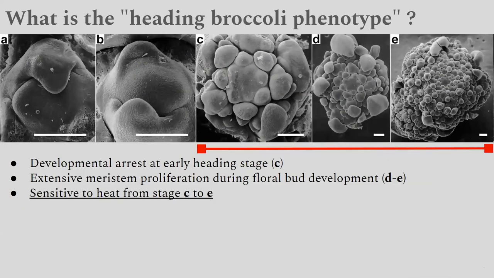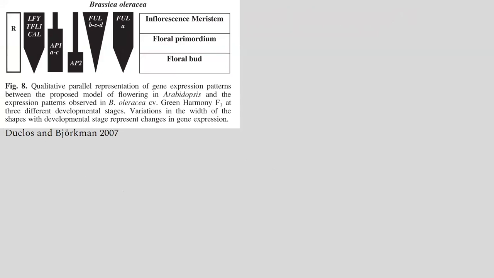And we know that that sensitivity to heat happens from this C to E stage, that the temperature conditions at that stage will have major implications on the ultimate heading phenotype. There's a ton of research that has studied this question, and we don't have time to get into it. Thomas and his grad student at the time, Denise Duclos, did a really nice work where they compared expression of floral identity genes in Arabidopsis to the broccoli heading model. And what they found is that the broccoli heading model is just simply more complex.